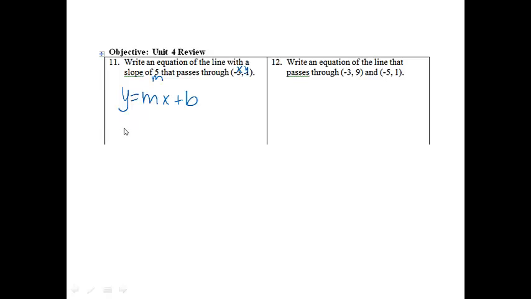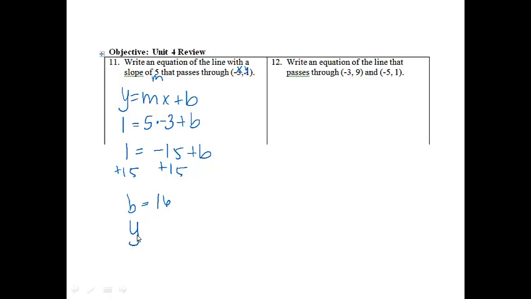So just plug in what we know. Y is 1. M is 5. X is negative 3, plus b, and now I'm solving for b. So I'll get 1 equals 5 times negative 3 is negative 15 plus b, and then we'll add 15 to both sides, and I'll get b equals 16. So the equation of my line will be y equals 5x plus 16, because I put my m back in and I put my b back in.